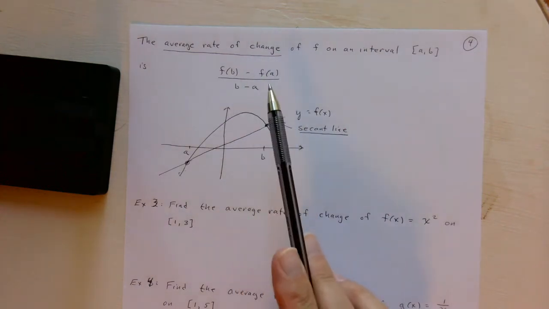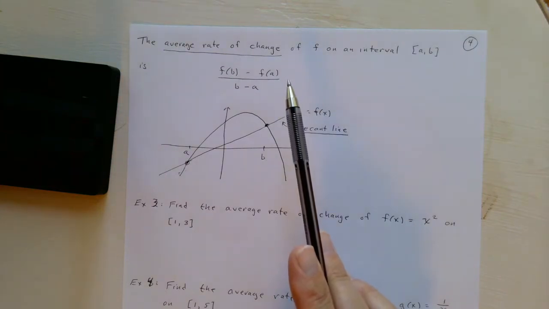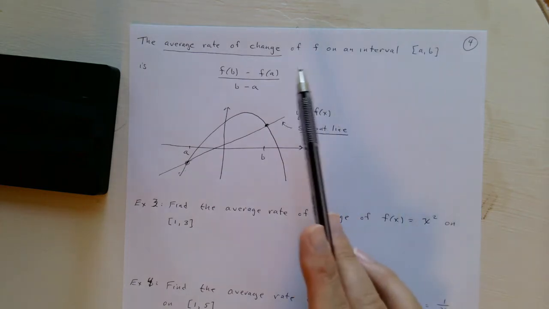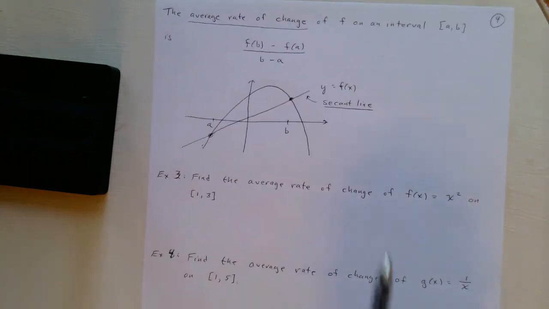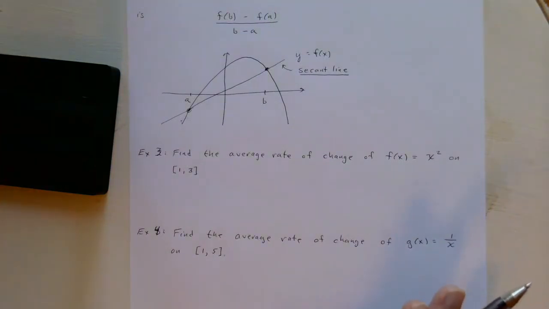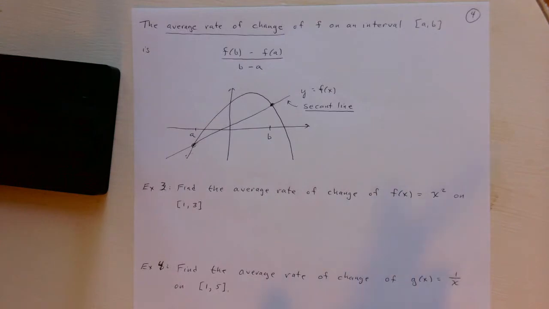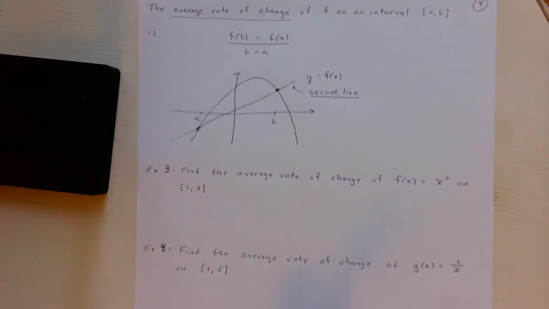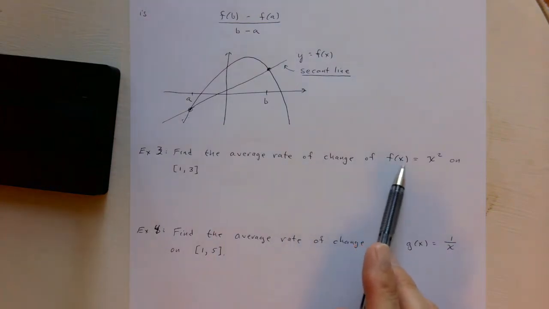So this looks like a new formula, but actually we're just finding the slope of a line, and it's just that this line depends on this particular interval as well as this function. Okay, so it's really just a matter of plugging stuff in. And again, this will be used a lot more in calculus if you're taking calculus next semester or next year.